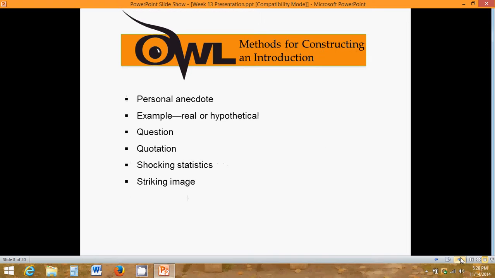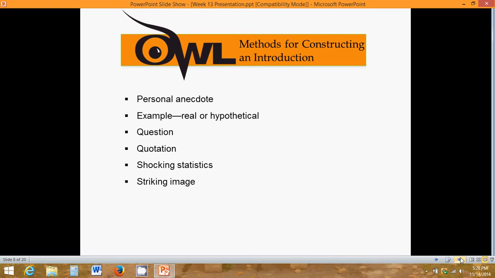So when you are developing an introduction, I like to think of it in three different elements. You're going to have that attention grabber, the part that really gets the reader to want to read your paper. That's the first thing.